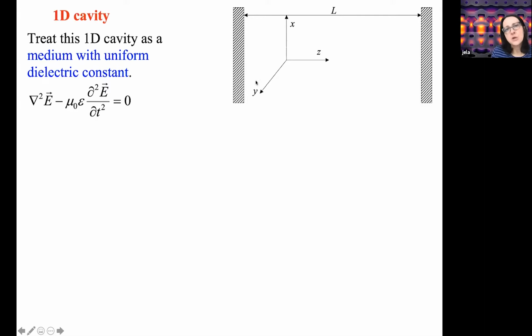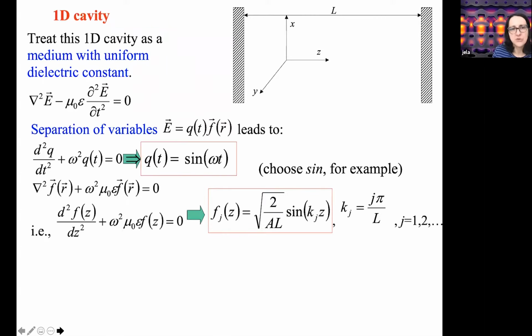So again, going back to the 1D cavity with free space in between, since we have free space, we can just write the wave equation, the Helmholtz equation, for a medium with a uniform dielectric constant. Here it is. And then we can solve it as any partial differential equation. You solve it by writing separation of variables.